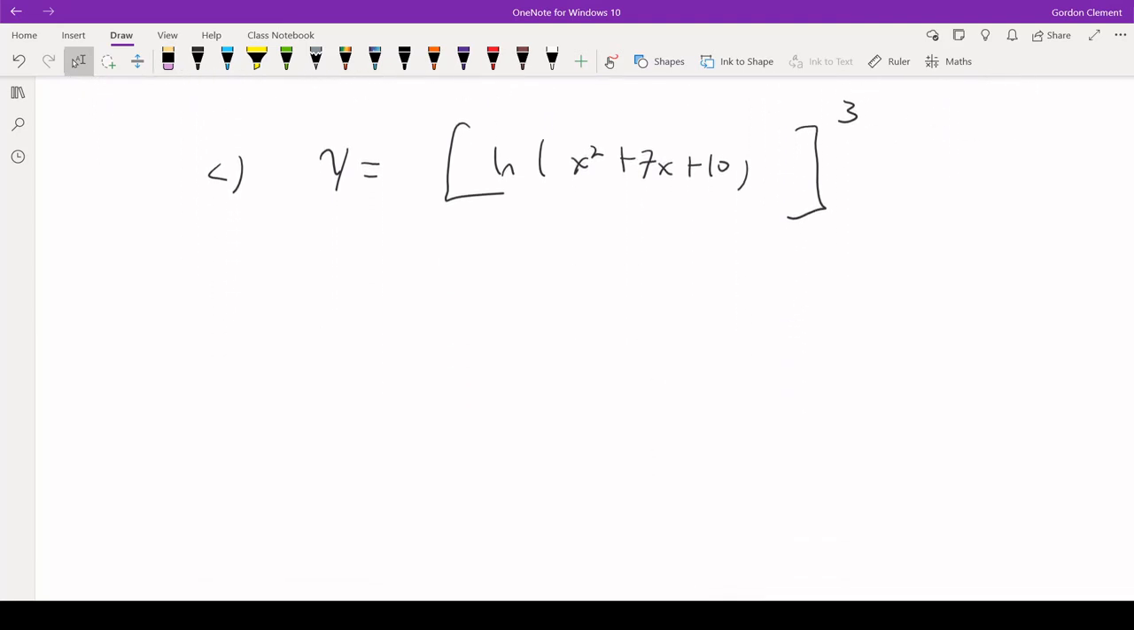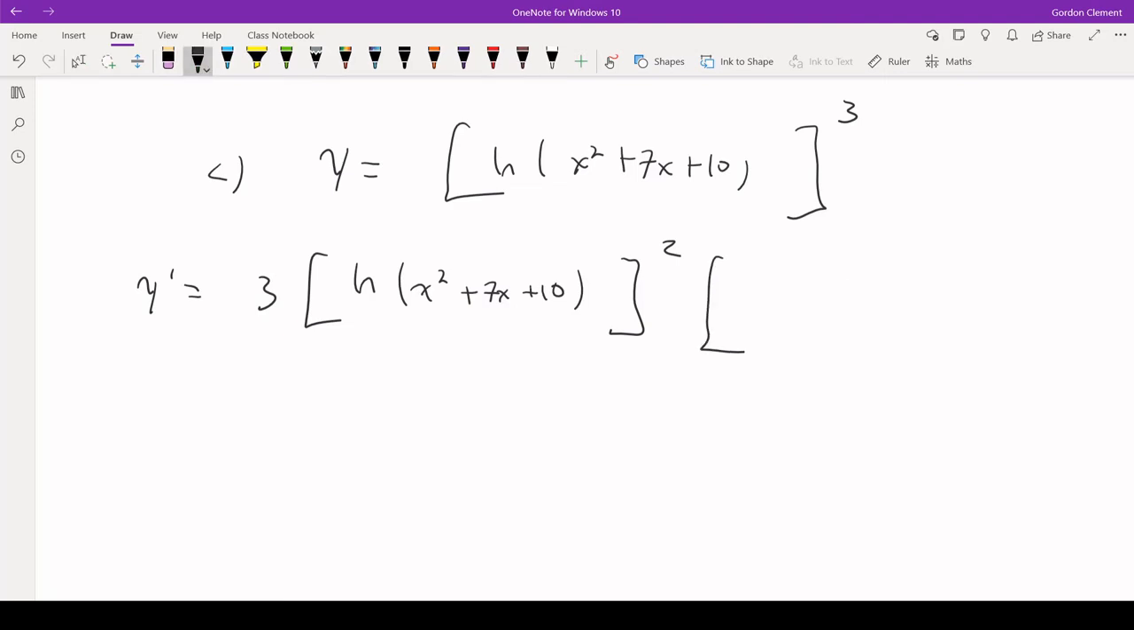Last one here. The 3 comes down, becomes a 2. The log stays put. And then multiply by the derivative of what's inside, and the derivative of log is 1 over x, so the derivative of log of a function is 1 over that function, and then the chain rule says multiply by that function's derivative after the fact.